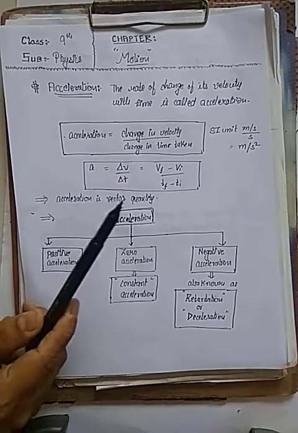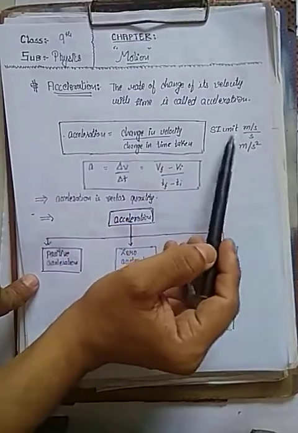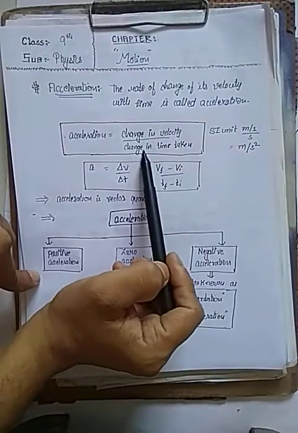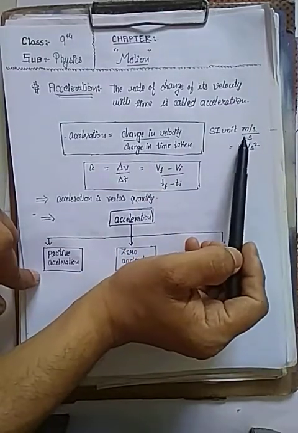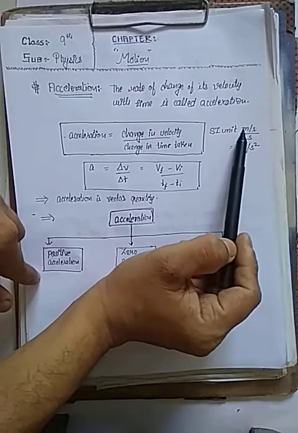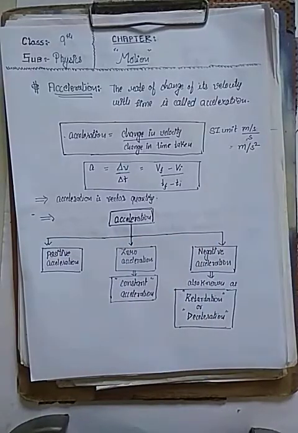Now what is the SI unit of acceleration? We understand velocity SI unit is meter per second, and time is calculated in second. Now this is simple mathematics. Second upon second, second square, meter is numerator, so meter per second square is the final SI unit of acceleration. I hope this is clear.